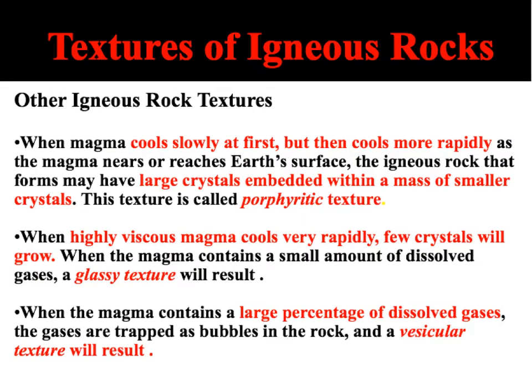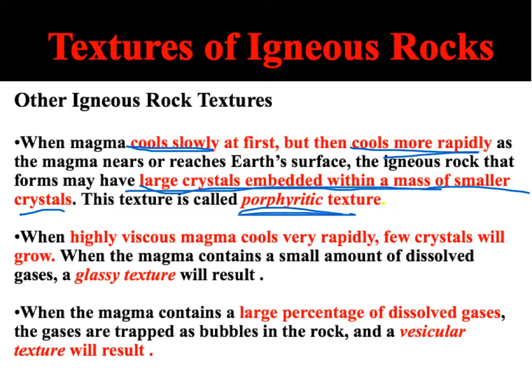There are a couple other textures. Sometimes magma will start to cool slowly and then cool more rapidly, so you get large crystals embedded with small crystals. You get a mixture. All right? These are called porphyritic. I don't have any easy way for you to remember that. Porphyritic, large crystals and a lot of small crystals. And we'll see examples. Next slide has some pictures.